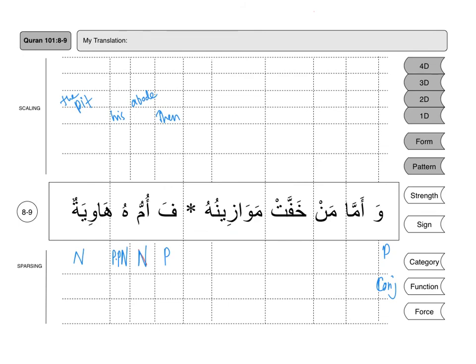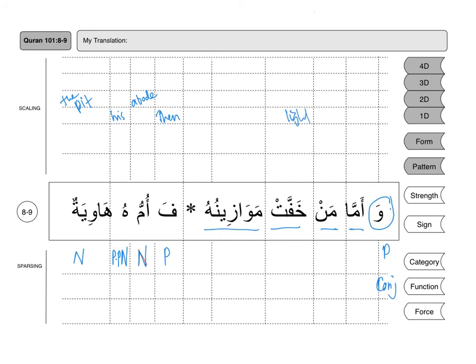So verse number 8 and 9. So amma man khaffat mawazinuhu fa ummuhu hawiyah. So this is the same as wa amma man thaqulat mawazinuhu. So the only difference is the wa here is a conjunction because it connects with what is before. Amma, man, khaffat, mawazinuhu would be quite the same. Just that khaffat means light.